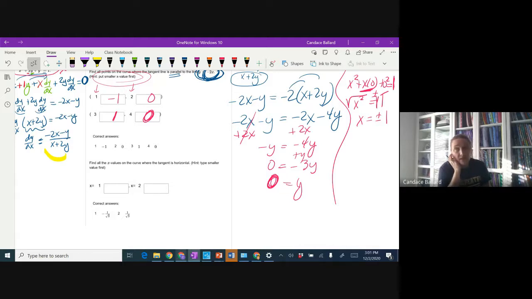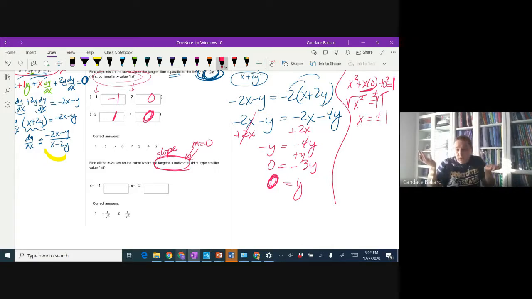Okay, in the next one, it's saying find the x values on the curve where the tangent is horizontal. If we're talking about a tangent, that means we have to be talking about a slope. If our tangent is horizontal, it's a horizontal line, what's the slope of a horizontal line? Can you tell me that in the chat, please? Excellent job, ladies. Our slope has to be equal to 0.